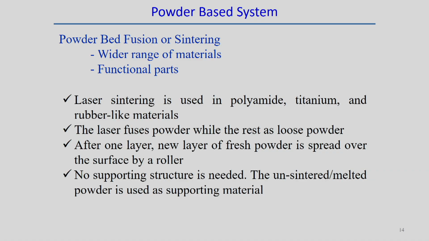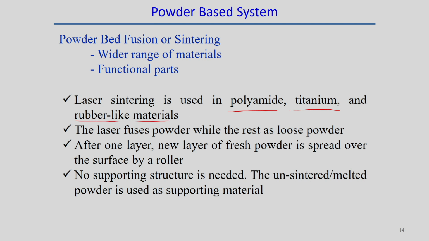And then powder based systems. In these cases we can use the powder bed fusion or sintering process. A wide range of materials can be used and functional parts can also be produced. Different parts can be produced for different kinds of material, or we can say functionally graded materials can also be used. In the powder bed fusion or sintering process, laser sintering is used with polyamide, titanium and rubber-like materials.